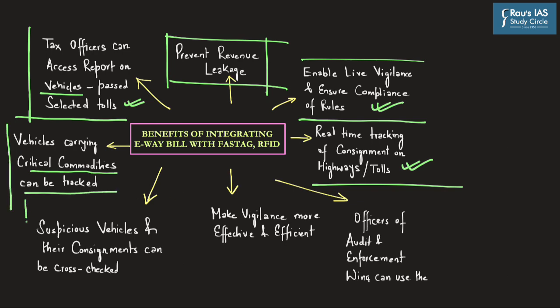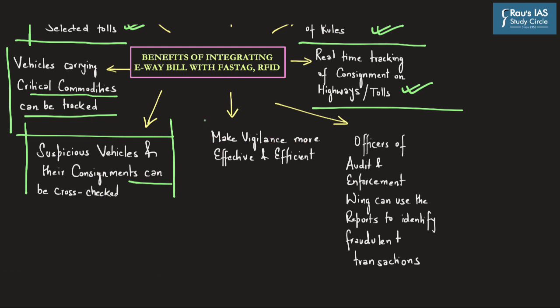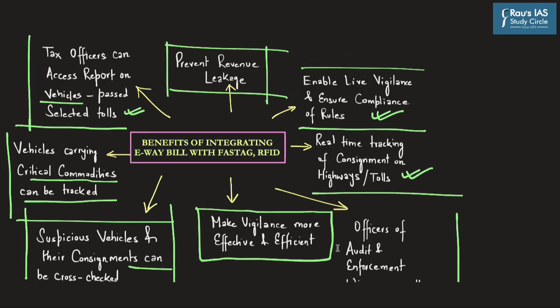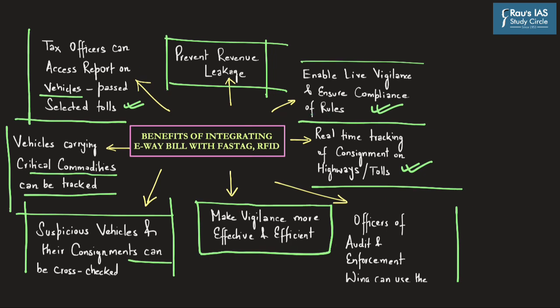Another aspect highlighted is that suspicious vehicles and their consignments can also be cross-checked if tax officers or other officers think it necessary. So overall, we can say that integration of e-way bill with FASTag has made vigilance more effective and efficient. This is also because officers of Audit and Enforcement Wing can now use these reports to identify fraudulent transactions. And it is here where these officers can overall prevent revenue leakage for their respective government. Thus, these can be said to be some of the benefits with respect to integrating e-way bill with FASTag.